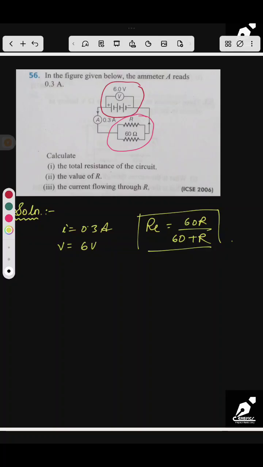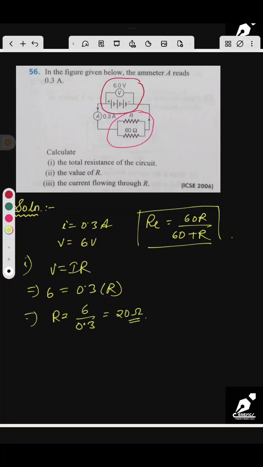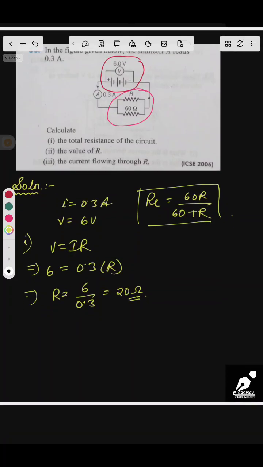Let us talk about the total resistance of the circuit. Applying V is equal to IR. For question number 1, V is given as 6 volt, I is given as 0.3, and R we are asked to calculate. R is equal to 6 upon 0.3. Obviously R will be 20 ohm. Don't confuse this R with this R. This is the total resistance of the circuit, RT.